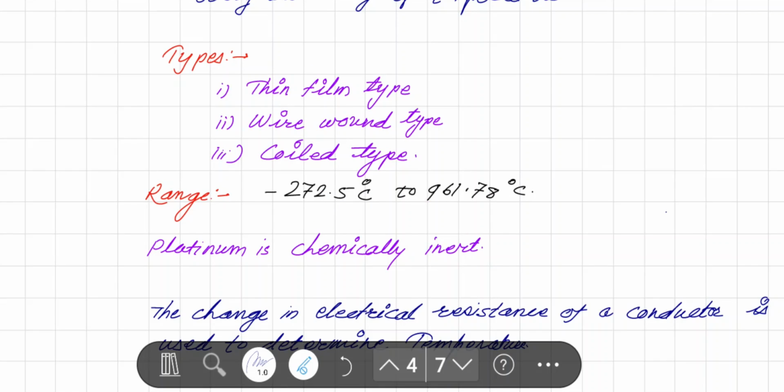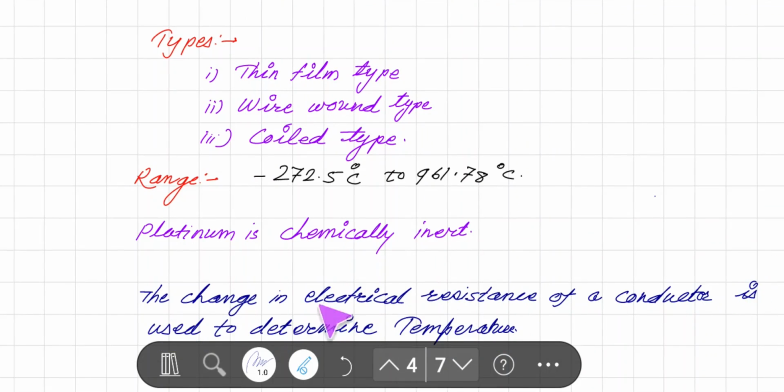Now the change in electrical resistance is used to determine the temperature. The basic concept is that when temperature changes, the electrical resistance of this platinum resistance thermometer changes, and that change in resistance causes a corresponding change in either current or voltage in the circuit, which is proportional to the change in temperature. So this concept is used in the platinum resistance thermometer.